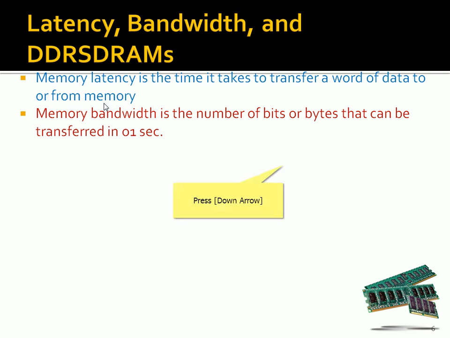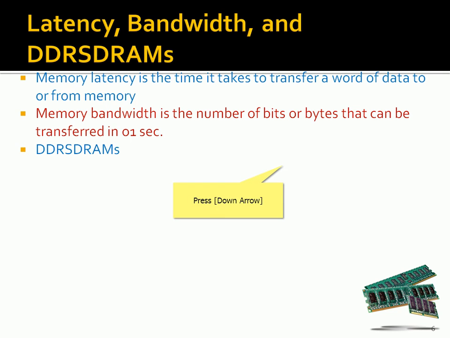So memory bandwidth is the number of bits or bytes that can be transferred in one second. So how much data will be transferred or received in one second, that is called bandwidth.